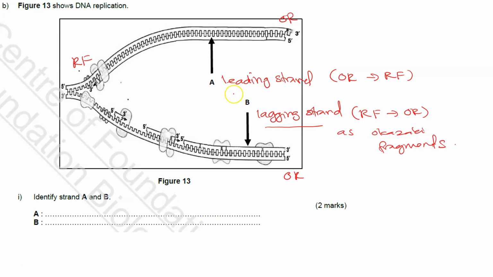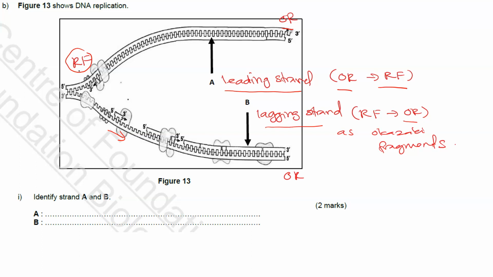But in addition to identifying the strand, you have to know the features of this strand. For the leading strand, what are the features? It is synthesized from the origin of replication towards the replication fork. Okay, so for the lagging strand, it is in the opposite direction, where it is synthesized from the replication fork towards the origin of replication.